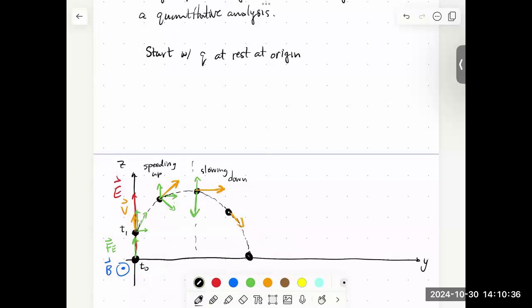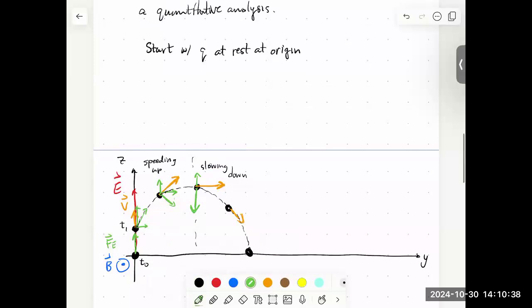What do you suppose? Oh, I didn't draw my forces. So here's my electric force, and my magnetic force would be something like this. And so now my net force will be something like this. Okay. How fast do you think our charge is going to be going when it hits this y-axis?